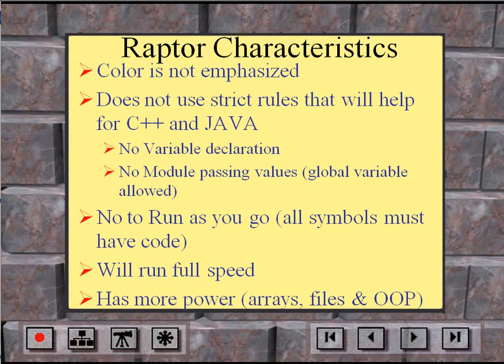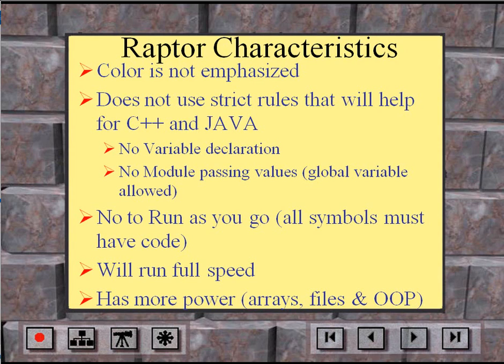There are no module passing values that are required for Raptor. Now there are some options there, but it's not required like Flowgorithm is required. So global variables are allowed in Raptor. Now sometimes that's good, sometimes it's not so good, but that is something that's available in Raptor. And to run a project in Raptor, you must have every symbol with some type of code acceptable to Raptor. And if you don't, it won't run, won't do anything.